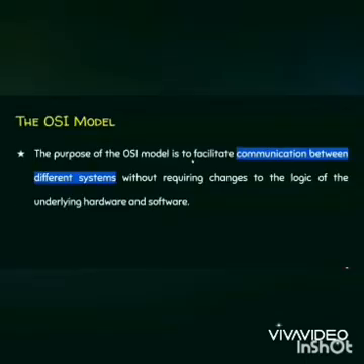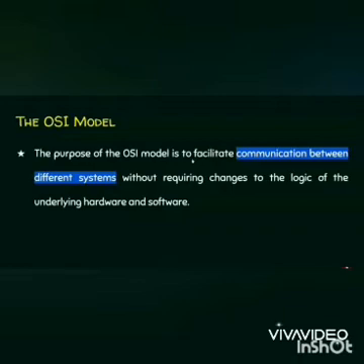We will move on to the purpose of the OSI model. The purpose of the OSI model is to facilitate communication between two systems. When I say two systems, it means two different systems, without requiring changes to the logic of the underlying hardware and software. I will elaborate on it now.